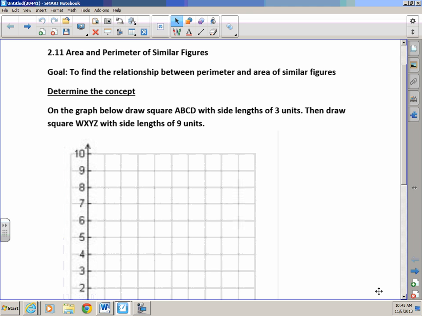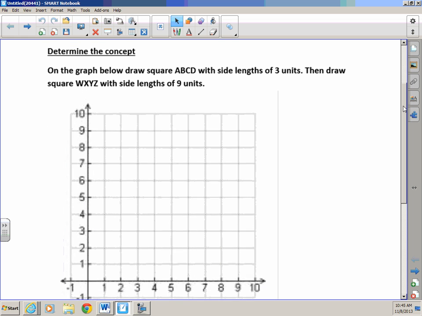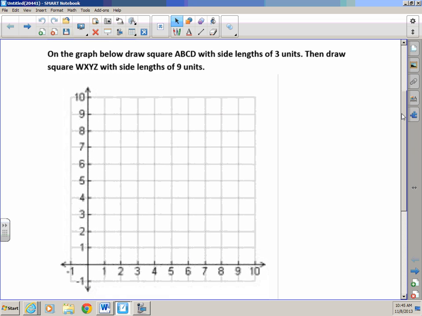The purpose of today's lesson is to understand the impact on the change to the area and perimeter of a figure when it has undergone a transformation that is a dilation. And what you should recall is that when we have a dilation, we are creating similar figures.